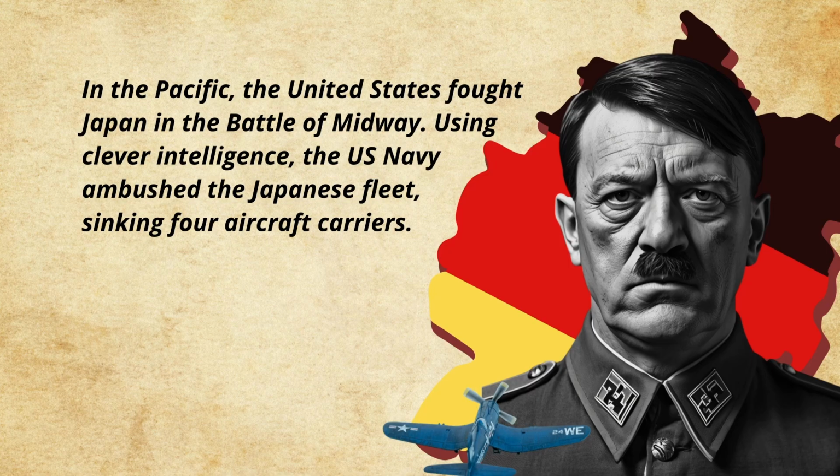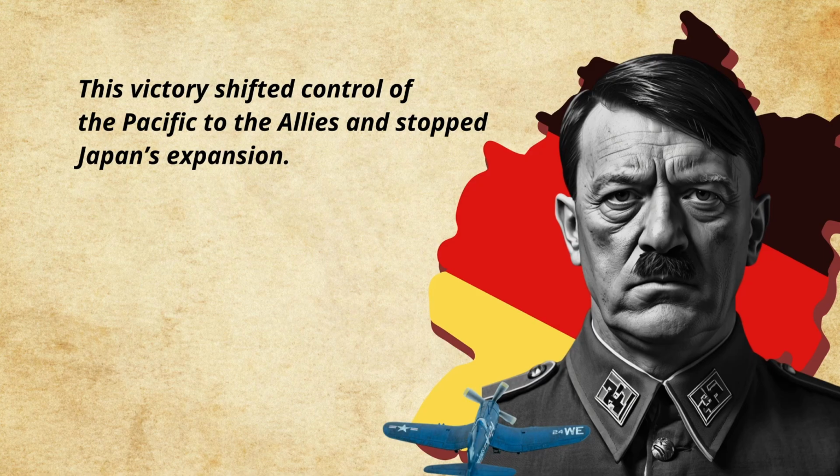In the Pacific, the United States fought Japan in the Battle of Midway. Using clever intelligence, the U.S. Navy ambushed the Japanese fleet, sinking 4 aircraft carriers. This victory shifted control of the Pacific to the Allies and stopped Japan's expansion.